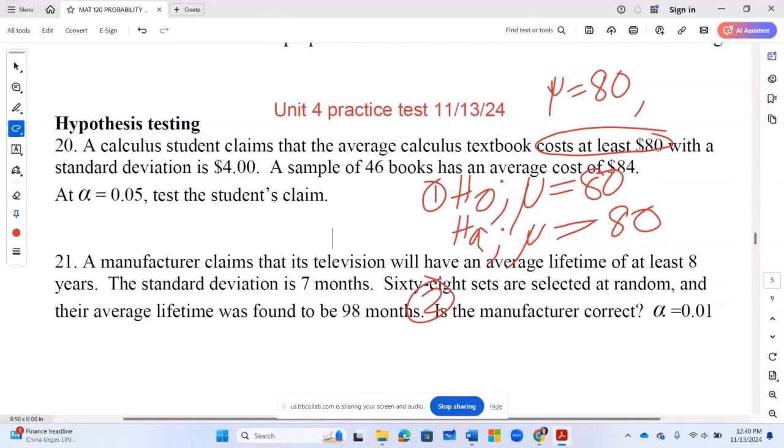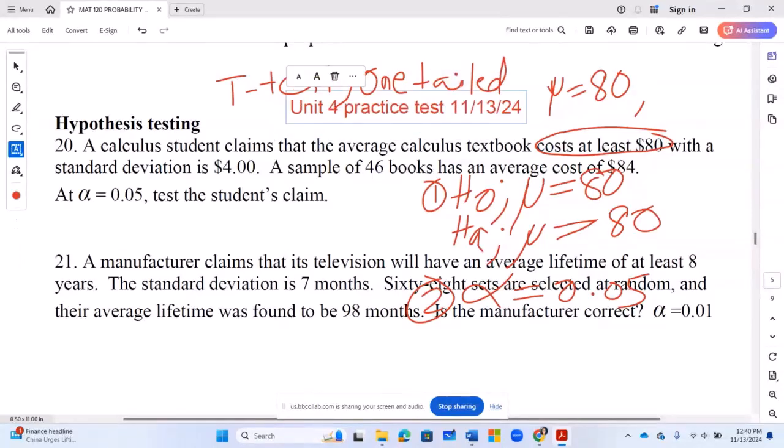Number two, the next thing is I'm going to state alpha. So alpha is given to me as 5%. And because it's a one-tail test, I'm not going to divide alpha by 2. So this is a t-test, one-tailed right test.